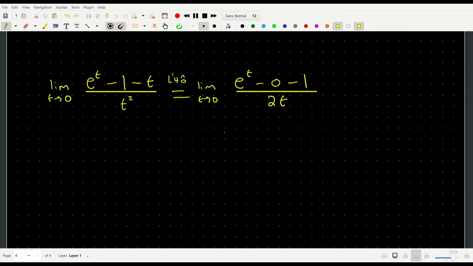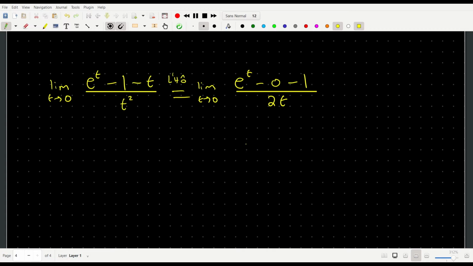Again, we're allowed to do this because both the numerator and denominator functions are differentiable. And not only that, the derivative of the denominator function is 2t, which is non-zero in the region around the limiting point, which is 0. So 2t is non-zero around t equals 0. This is why we can apply L'Hopital's rule.